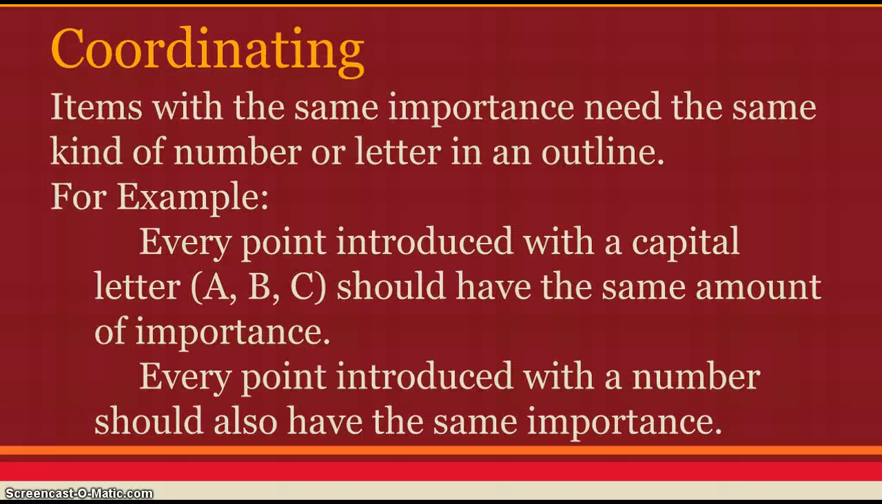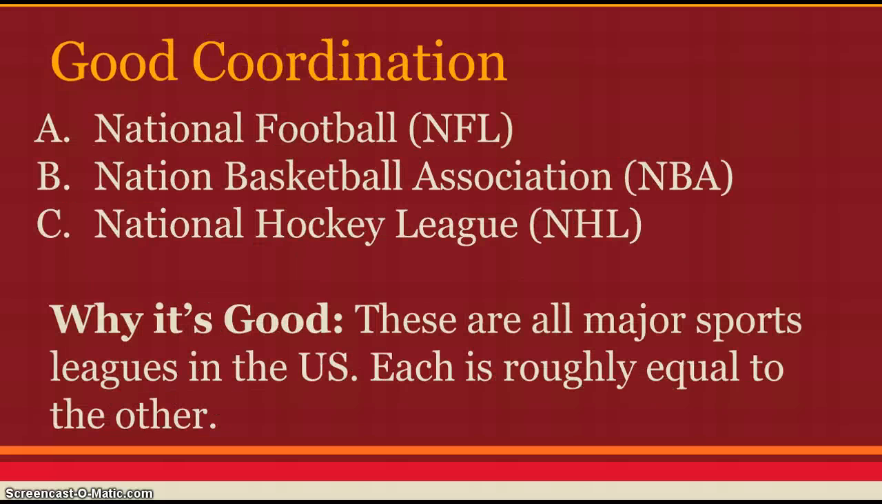So coordinating is when items with the same importance need the same kind of number or letter in an outline. For example, every point introduced with a capital letter A, B, C should have the same amount of importance. And every point introduced with a number should also have the same importance. And I'll show you what that looks like. So good coordination, here's an example. A, B, C. A is National Football, B is National Basketball Association, and C is National Hockey League. And these are good because they're all major sports leagues in the U.S. and each is roughly equal to the other. And these would be your main topics.